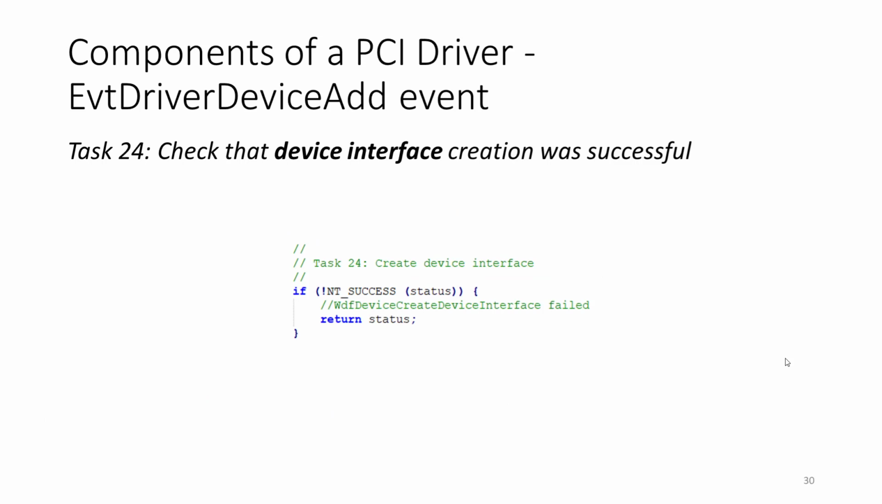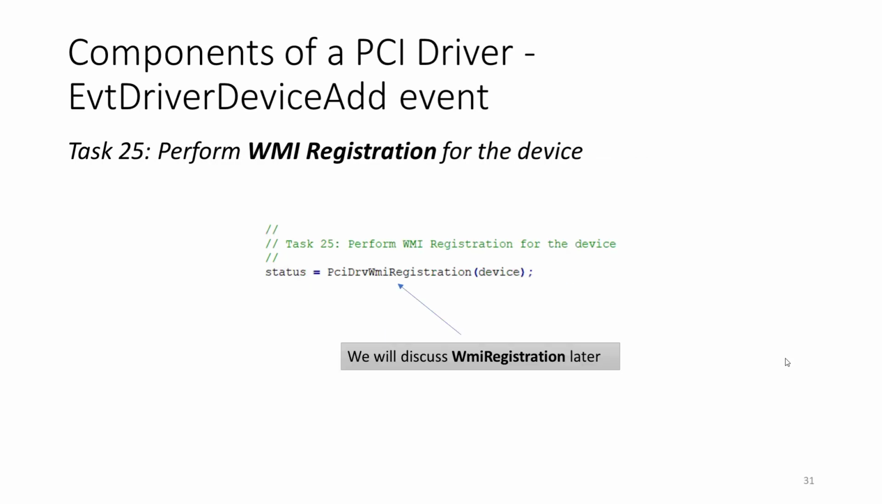Task number 24, check that the device interface creation was successful. To check that the device interface creation was successful, we need to use the NT_SUCCESS macro. I think that you are familiar with the usage of this macro, as I mentioned it multiple times in my videos. Task number 25, perform WMI registration for the device. To perform the WMI registration, the developer should implement his own registration routine. We will discuss the WMI registration in the future.